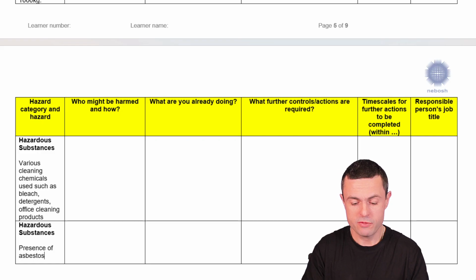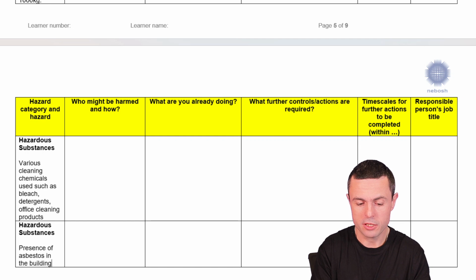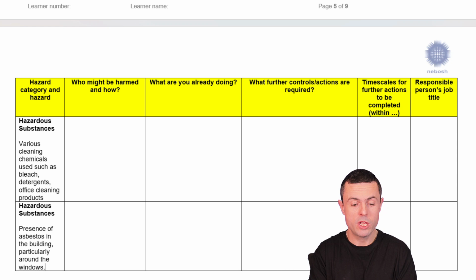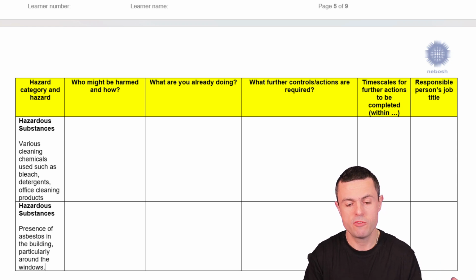And this is a separate hazard, isn't it? Because asbestos is very different to your office cleaning supplies. It has a different harm and it has very different control measures. So we're going to keep these two hazards separate. Presence of asbestos in the building, particularly around the windows. Okay, we are good there with two very different hazards.